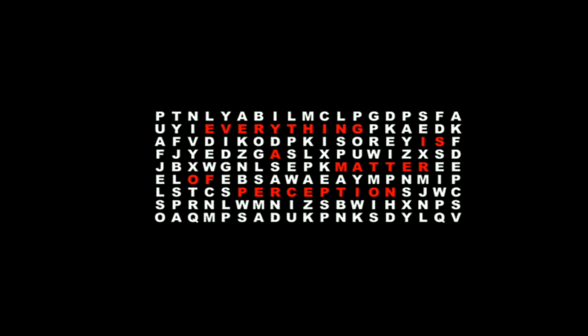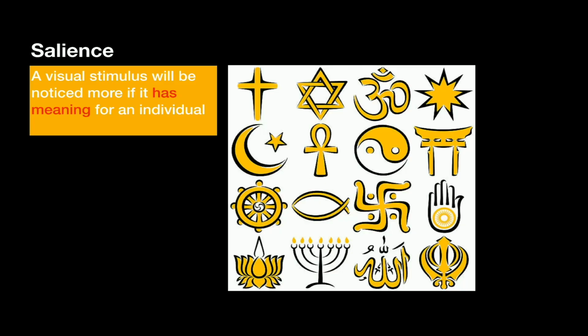If everything was white, it would be really chaotic and difficult for us to grasp. The next one is salience.